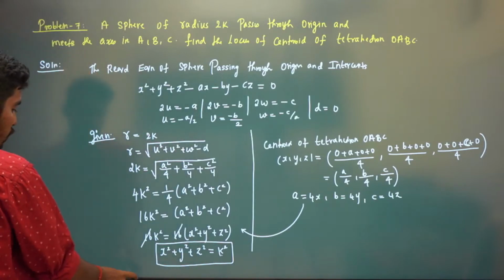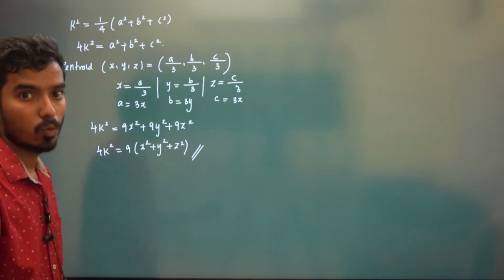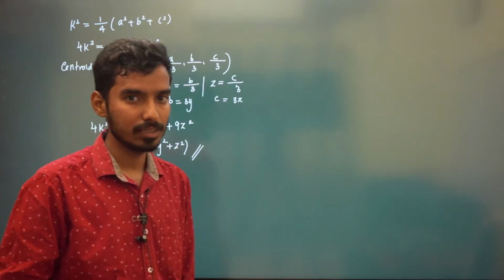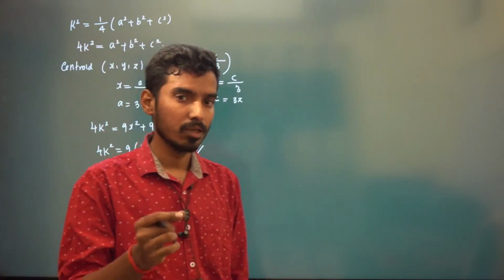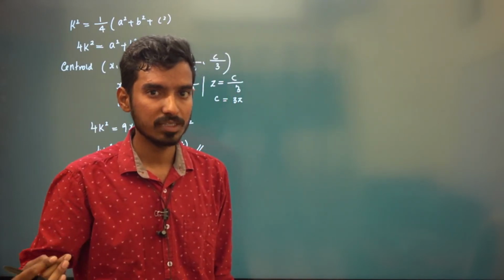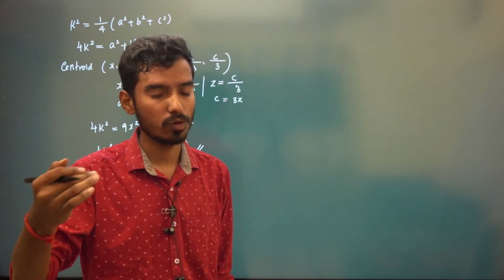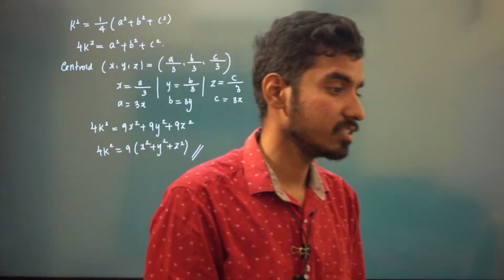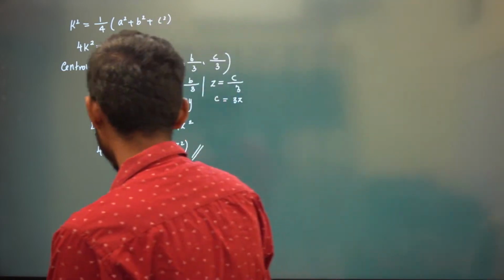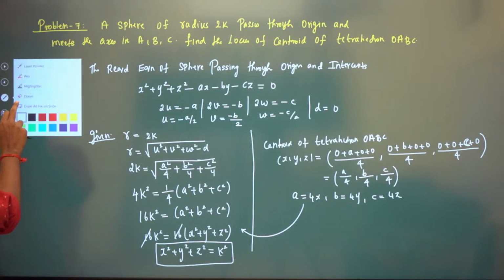Previous problem: the centroid of triangle ABC is (x1 plus x2 plus x3) divided by 3, (y1 plus y2 plus y3) divided by 3, (z1 plus z2 plus z3) divided by 3. That is the centroid of triangle ABC. The centroid of a tetrahedron with 4 vertices is (x1 plus x2 plus x3 plus x4) divided by 4, (y1 plus y2 plus y3 plus y4) divided by 4, (z1 plus z2 plus z3 plus z4) divided by 4, right? Okay, move on to the 7th problem, 8th problem.